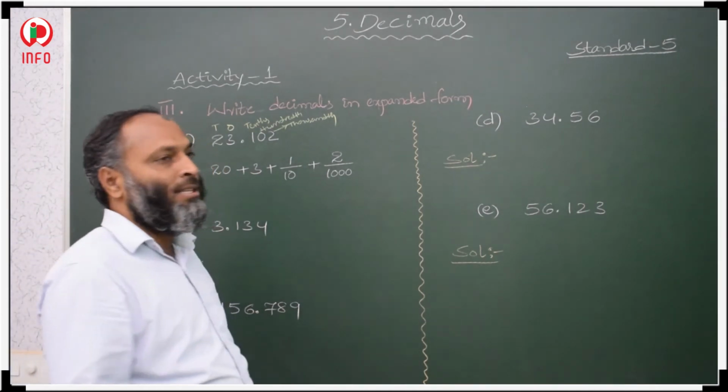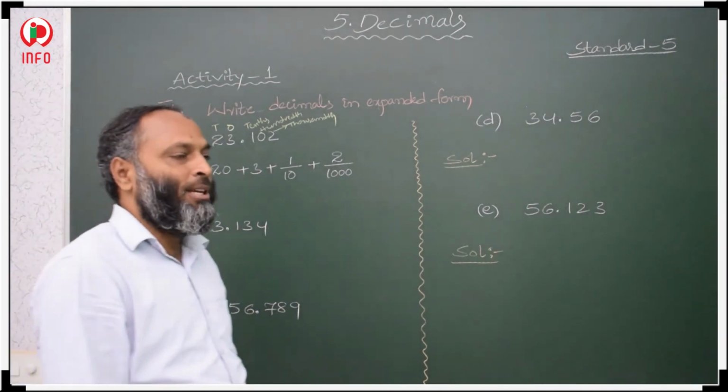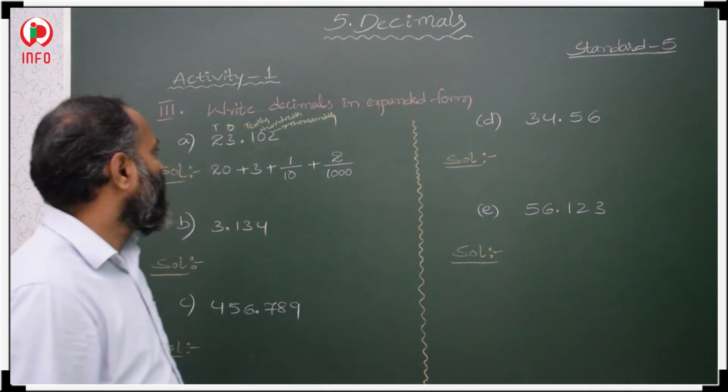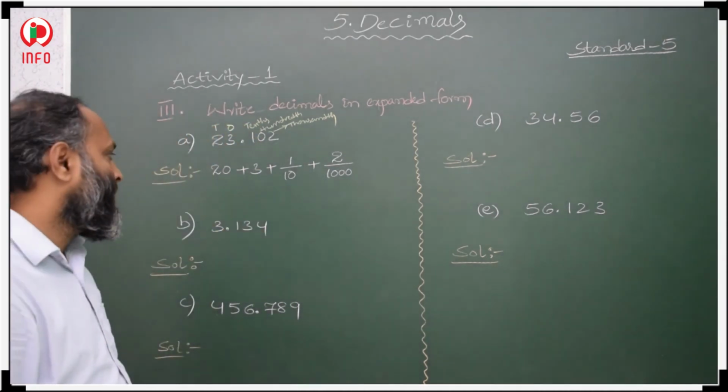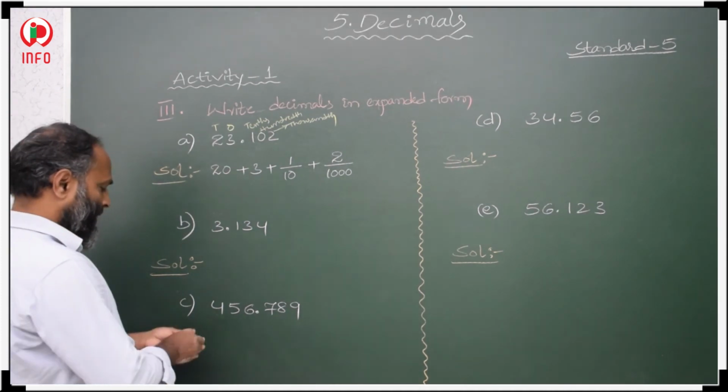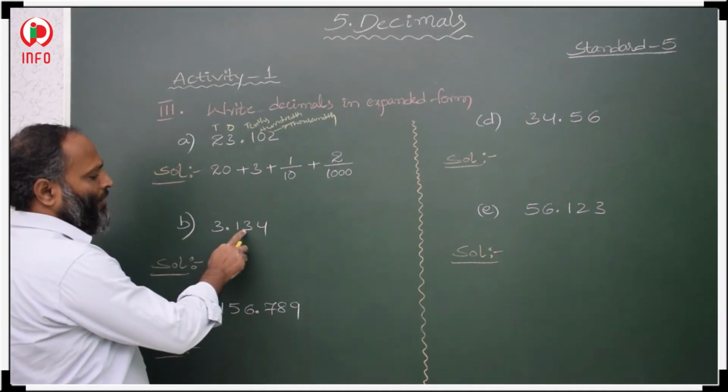In the thousandths place, it is divided by 1000. In the hundredths place, divided by 100. In the tenths place, divided by 10. So if 0 is in the hundredths place, there is no need to write it.